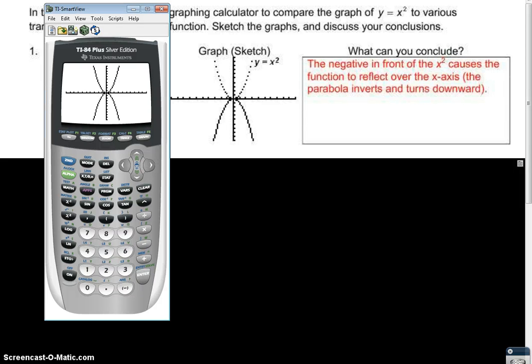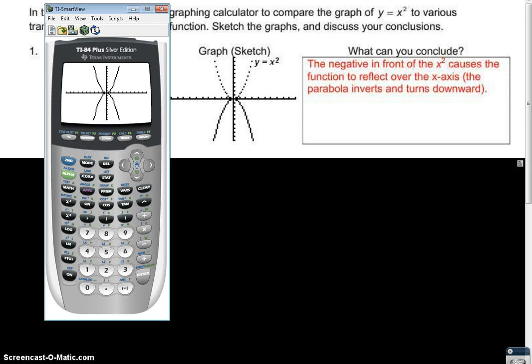Based on the conclusion we should make, I want you to copy down what's in the box. The negative in front of the x squared causes the function to reflect over the x-axis. So if I have a negative x squared, it doesn't do anything to the problem other than reflect my graph. It says a parabola inverts and turns downward. So this second graph, the one on the bottom, is going to be my inverted, or my negative x squared. Okay, so let's look at the next one, problem number 2.